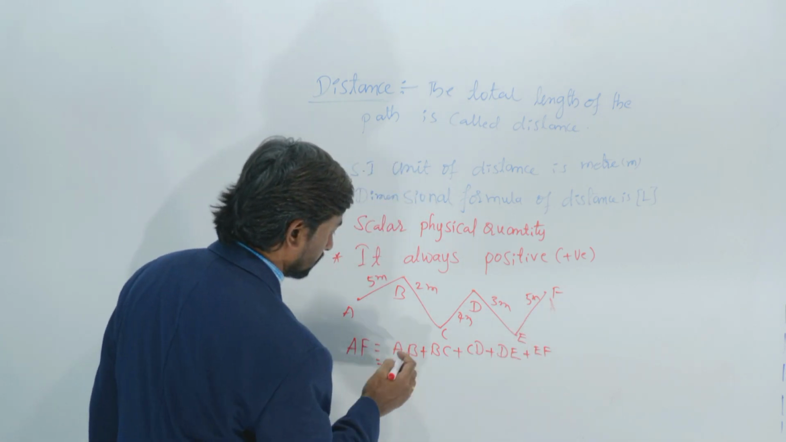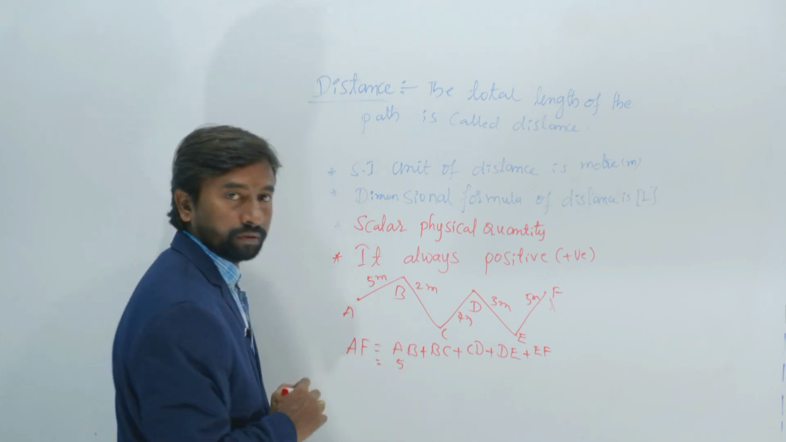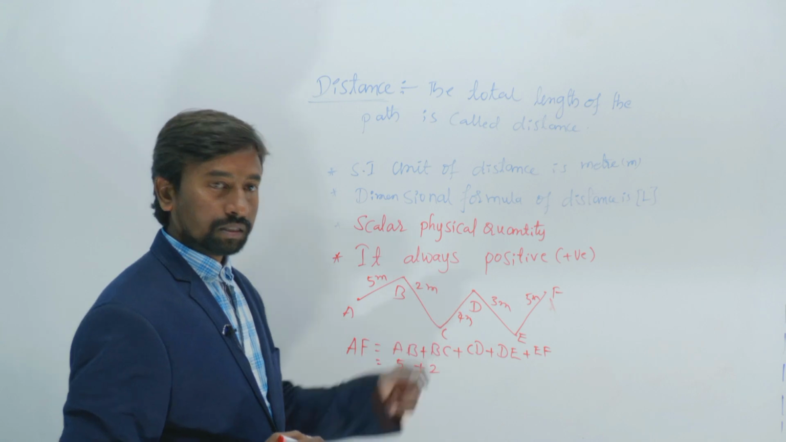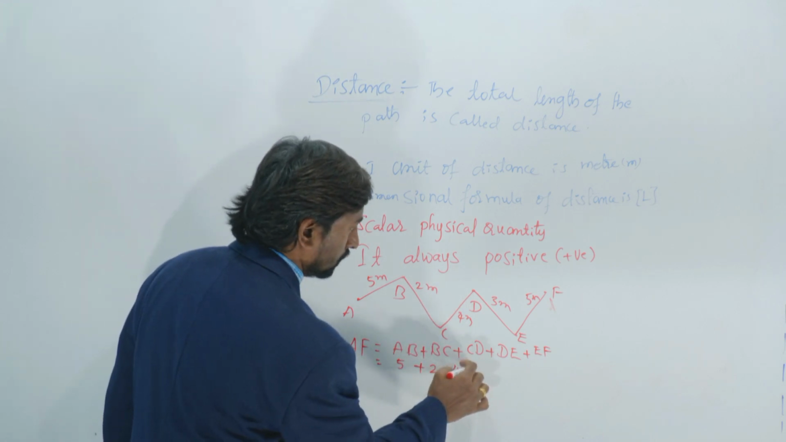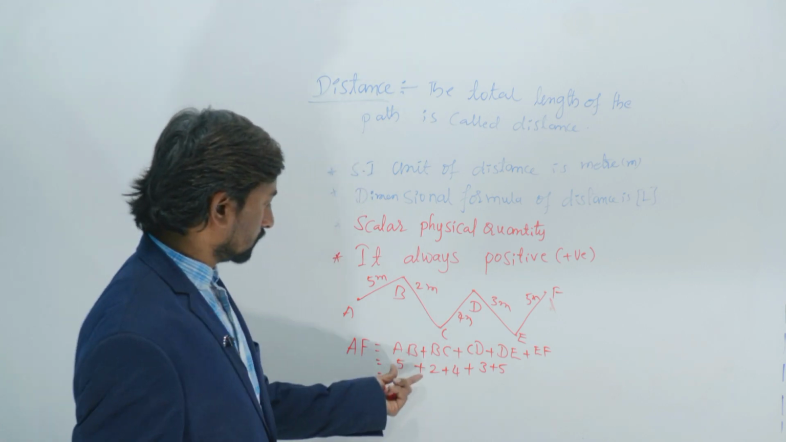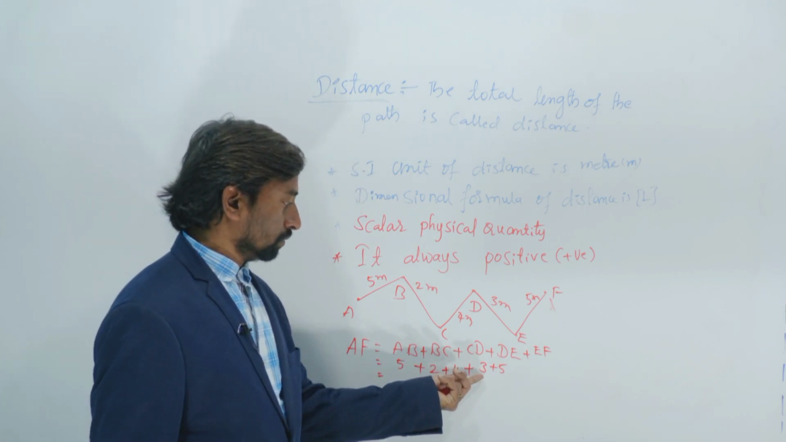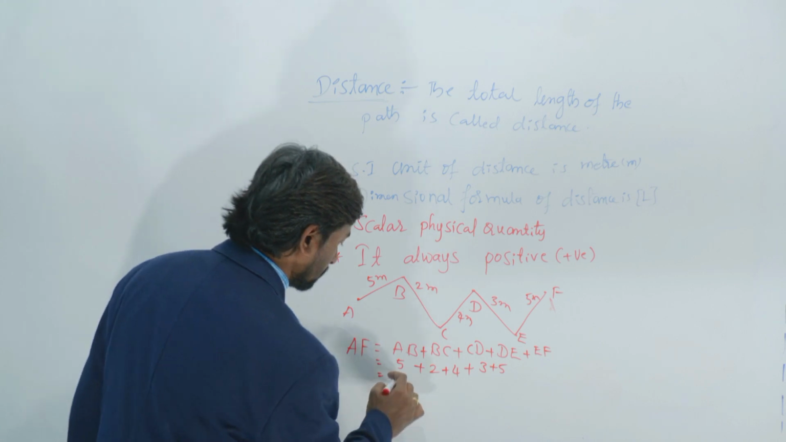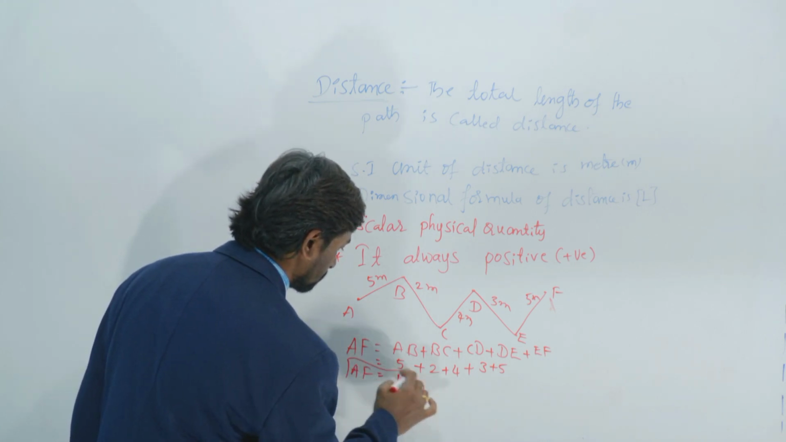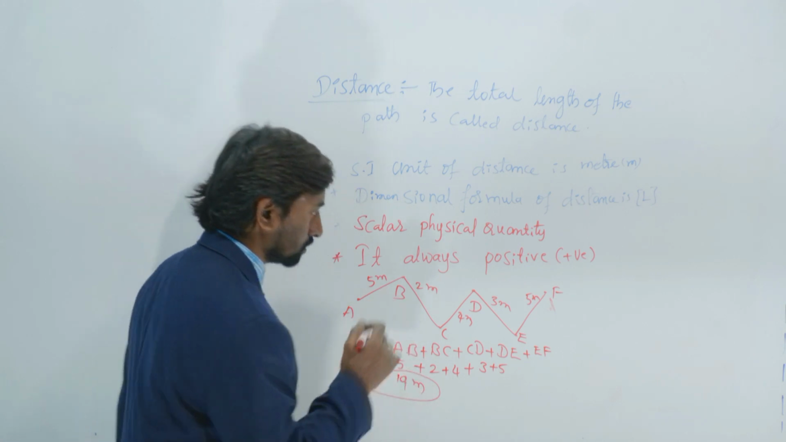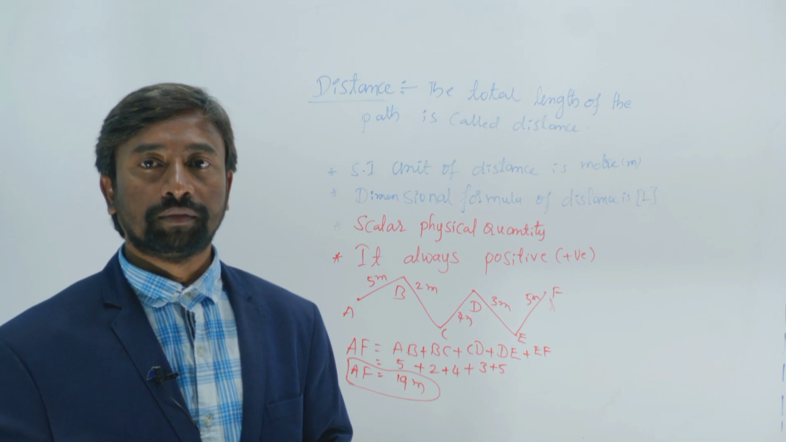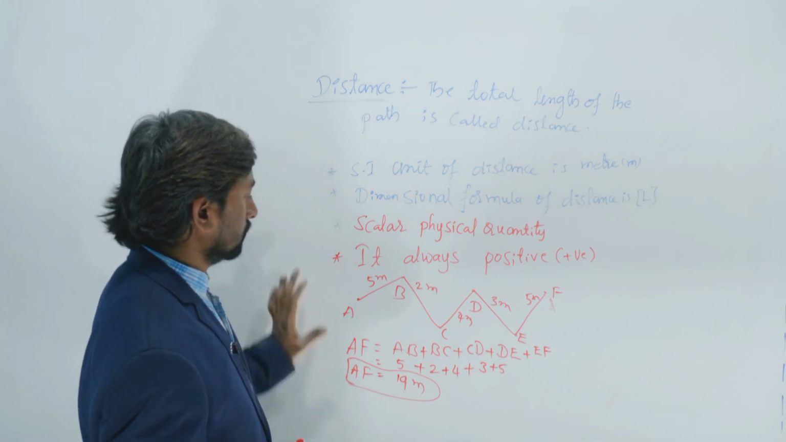So here we can add: AB is 5, BC is 2, CD is 4, plus 4 plus 3 plus 5. So how much do we get here? 7 plus 11, 14, 19. So here we'll get 19 meters. So the distance is 19 meters. Like that we can find out the total length of the path. Okay. So this is about the distance.